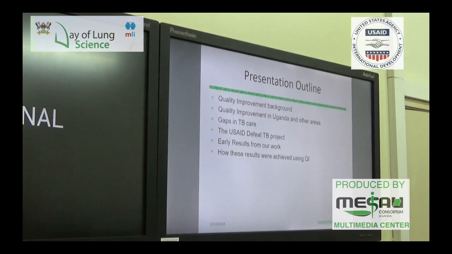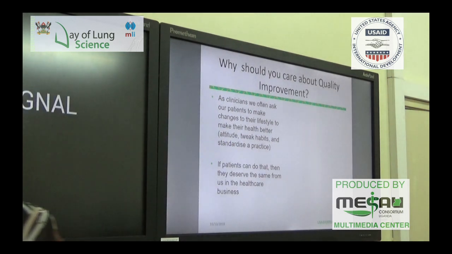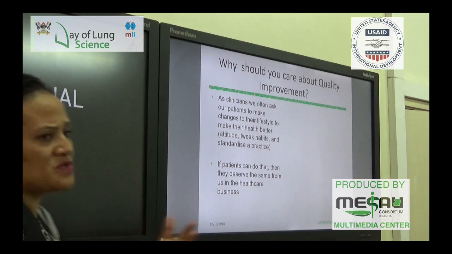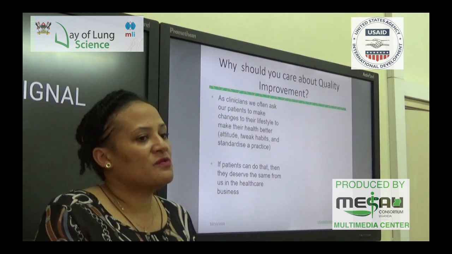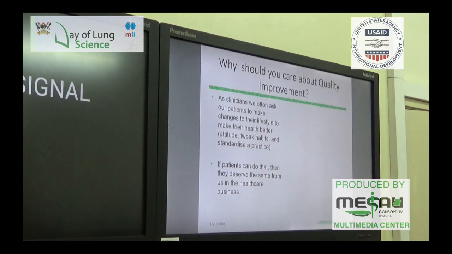When you talk about quality improvement, the first thing that we want to ask ourselves is really why we should care about quality improvement, especially for healthcare. As clinicians, researchers, future clinicians, we often require our patients to make changes to their lifestyle, to have better results, to make their health better. We ask them to stop smoking, to do exercise, to eat healthier, to come to the clinic often. Really, we're asking them to make tweaks in their habits, to change their attitude, and then to standardize their practice, make it a lifestyle. And so I think that if our patients can do that, then they deserve the same from us in the healthcare business.